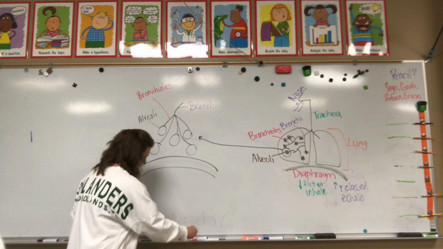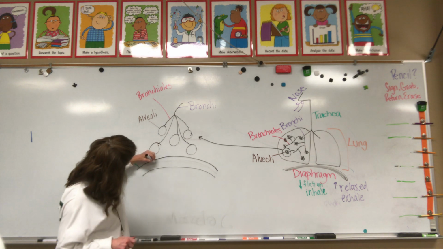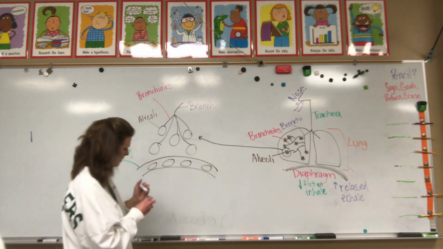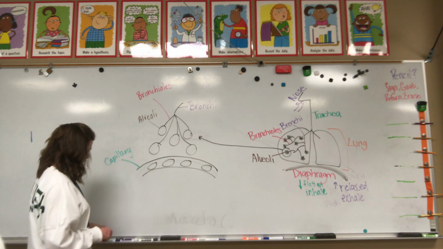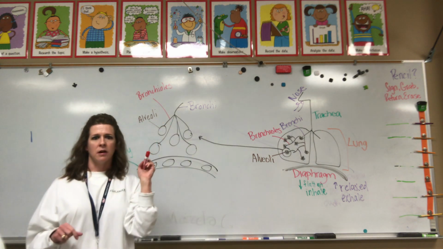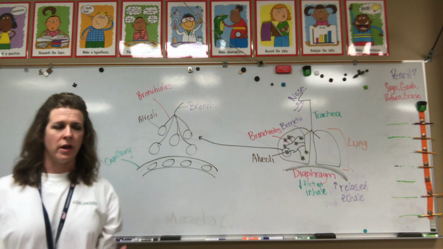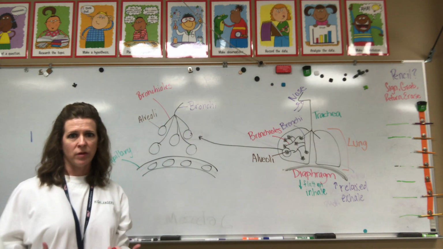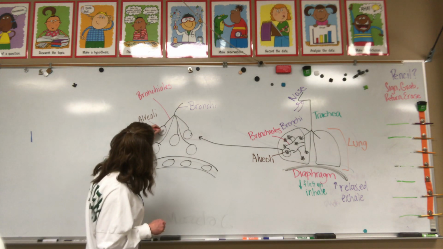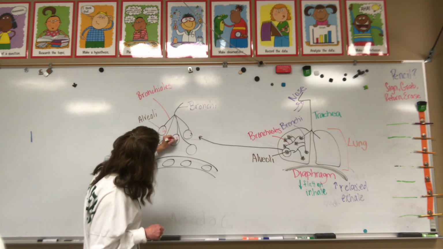Inside your capillaries are your blood cells. So I'm going to draw some red blood cells here. And we're going to use red to represent our oxygen gas, because oxygen gas makes the blood red. The more oxygenated the blood is, the brighter red it is. So oxygen gas here. I'm going to draw little O2s inside here.